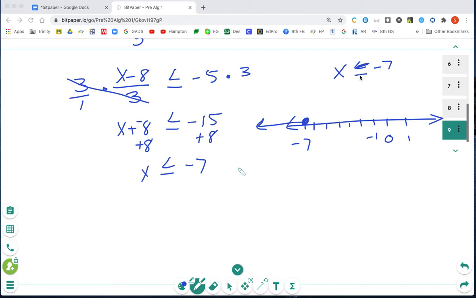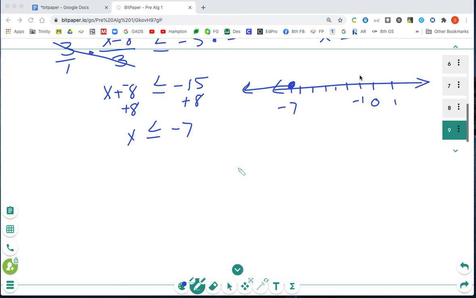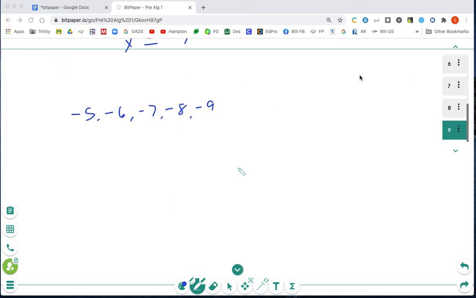Now, on your worksheet, you are asked to decide which of the answers would work in this equation. And you are given negative 5, negative 6, negative 7, negative 8, and negative 9. So what we're going to do is we're going to test those out. So we're going to put in negative 5. Well, first of all, we're going to write our equation.